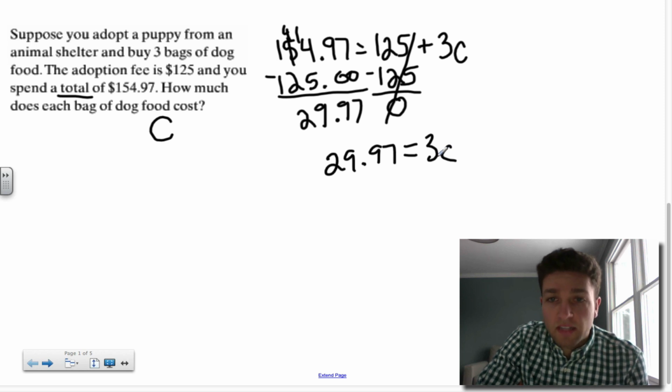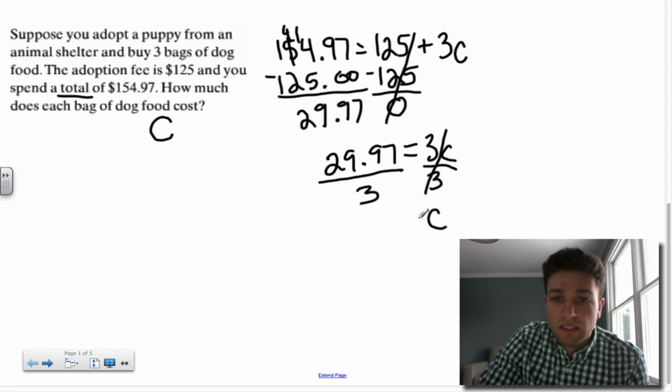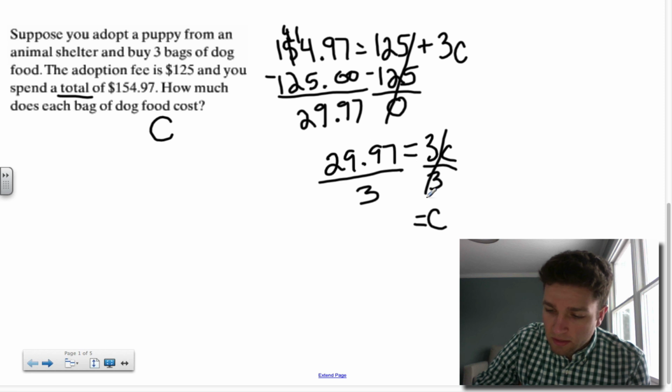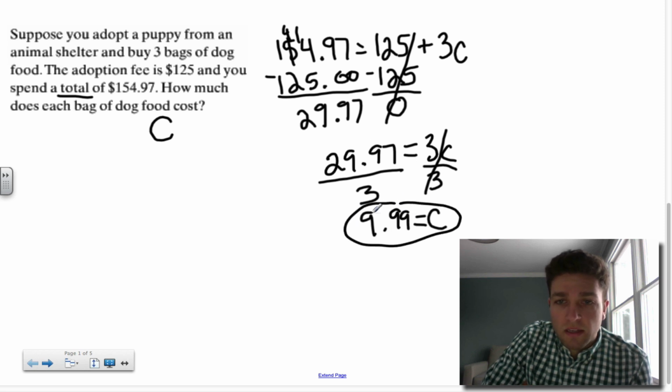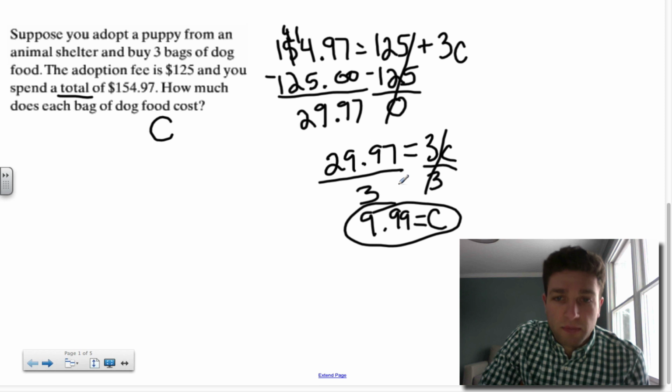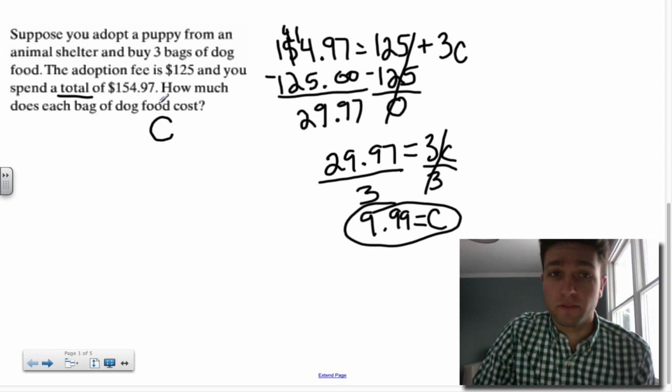Now how do I undo multiplication? I divide. That's its inverse operation, but whatever you do on one side, make sure you do on both sides. 3 divided by 3 is 1, so that leaves c by itself, which is my goal. And then I'm going to use my calculator. 29.97 divided by 3 leaves me with $9.99 for the cost of each bag of dog food.